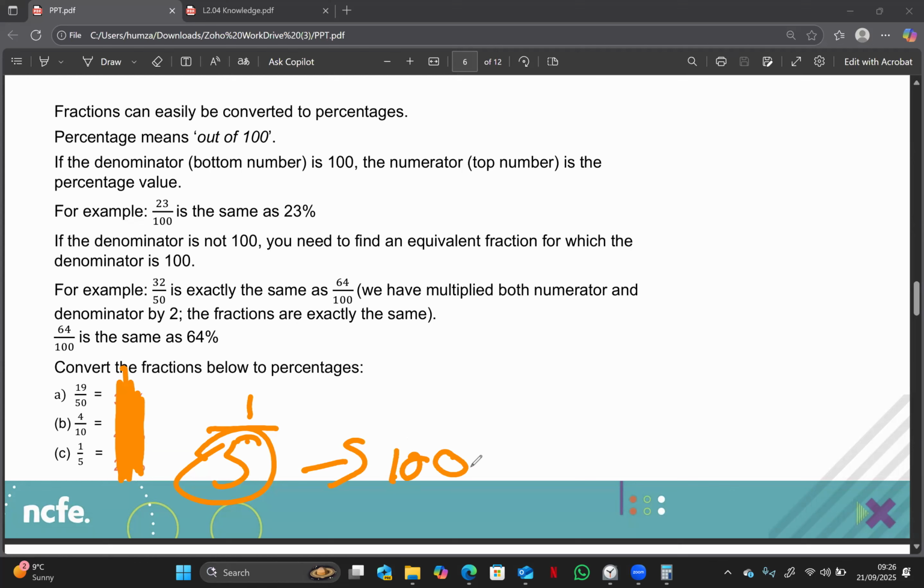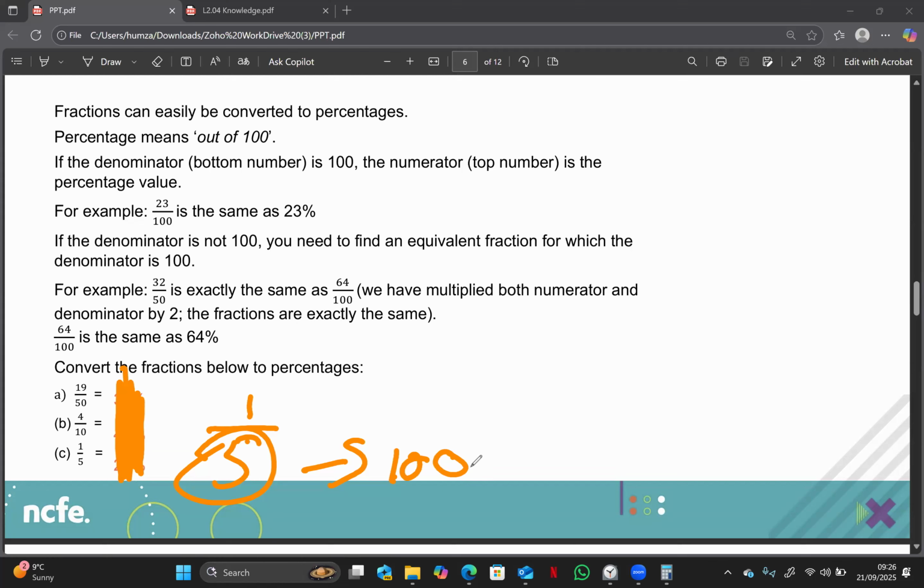100, right? You need to make 200. Yes, exactly. So how do we make 5 into 100? You want to divide by 20. 5 times 20 will give you 100. Exactly. So now what do we do?